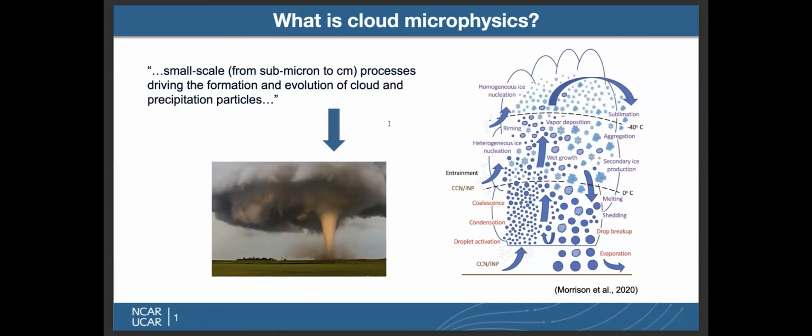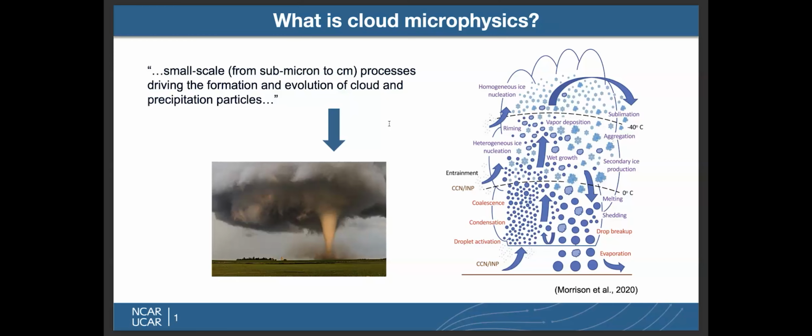So first, what is cloud microphysics? Cloud microphysics is known as a small-scale process in the atmosphere that drives the formation and evolution of cloud and precipitation particles. It is closely related to many atmospheric phenomena and disasters, such as hurricanes, storms, and hail.